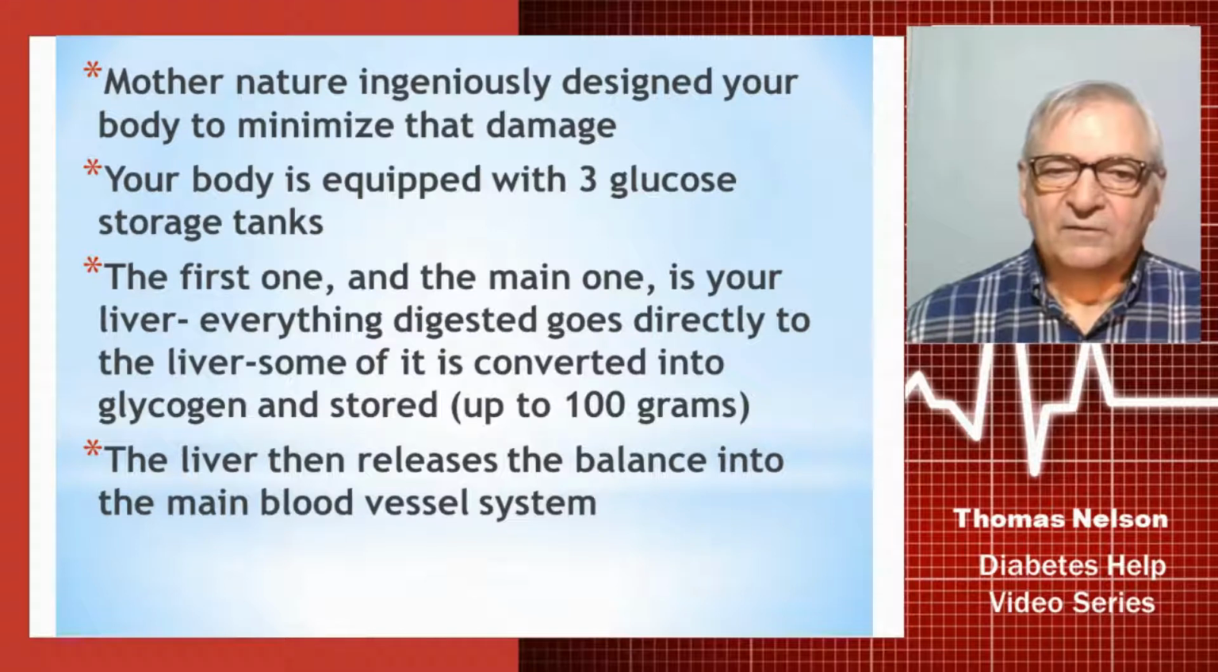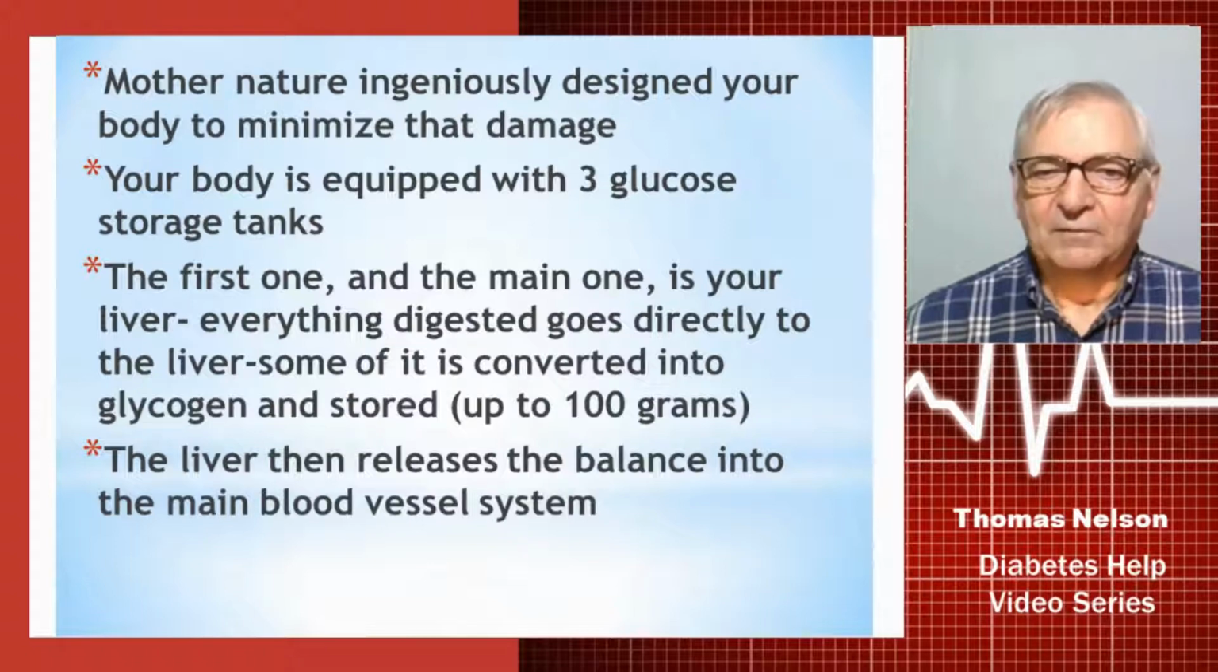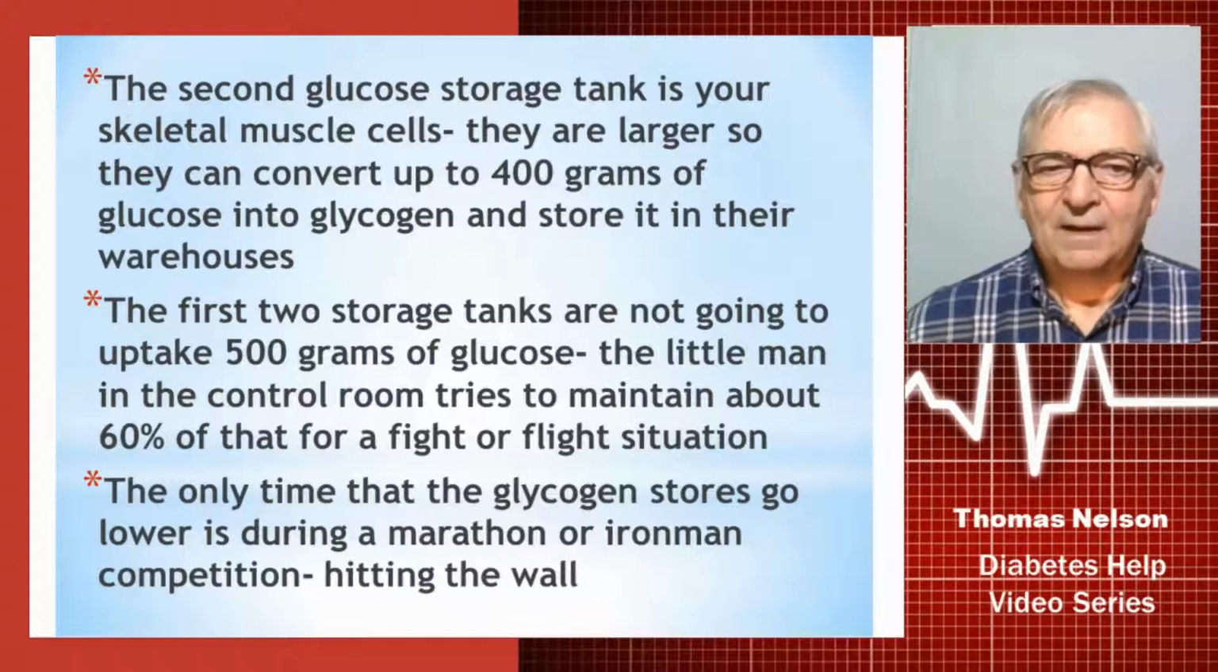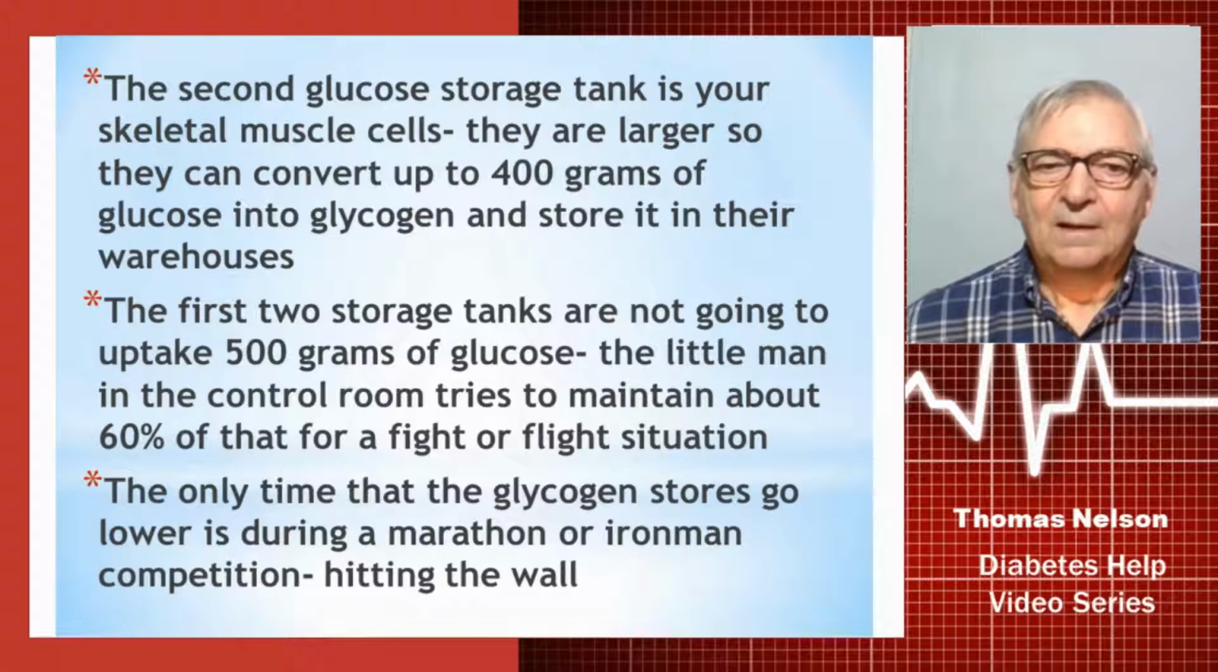Then your liver is going to release the balance into the main bloodstream, where it's going to travel throughout your body. That's where the second glucose storage tank is located. It's your skeletal muscle cells, and they are larger, so they can convert up to 400 grams of glucose. By larger, I mean you have far more muscle tissue than you do liver. So those 400 grams of glucose are going to be taken up by the cells and converted into glycogen again, and then stored in the warehouses in their cells until they're needed to produce energy.